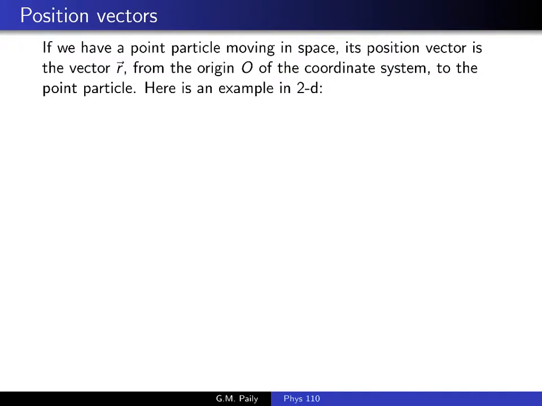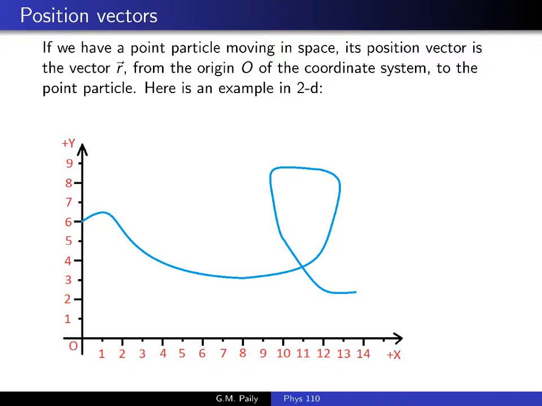Let us look at an illustration of this. If we have a point particle moving, we can describe its position by the position vector. Here's an example in 2D. This shows you the path of a particle in the xy plane. Notice there is no time axis here. This is the full trail of the particle in the xy plane.